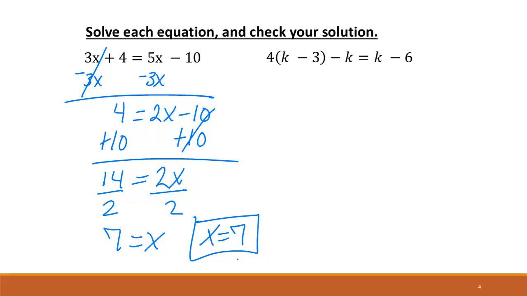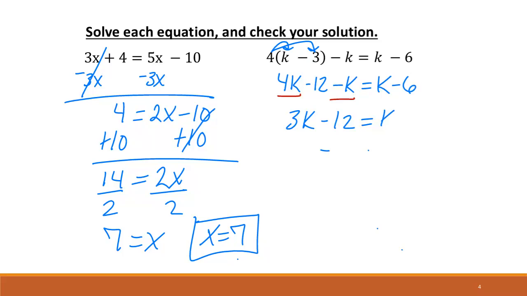On the right-hand side, I would simplify before I tried to solve. So I would distribute this 4 to both terms inside of the parentheses. So I get 4k minus 12 minus k equals k minus 6. And then I could combine like terms. Here I have a 4k minus k. So 4k minus k would give me 3k minus 12 equals k minus 6.